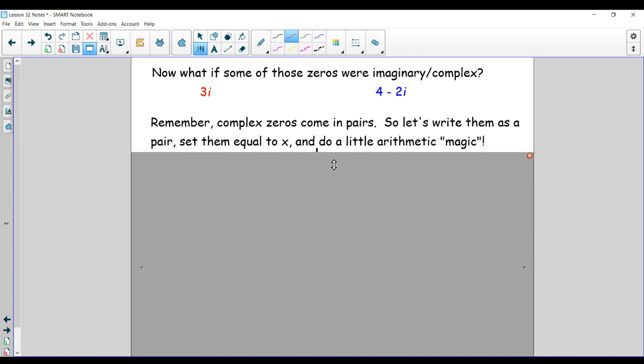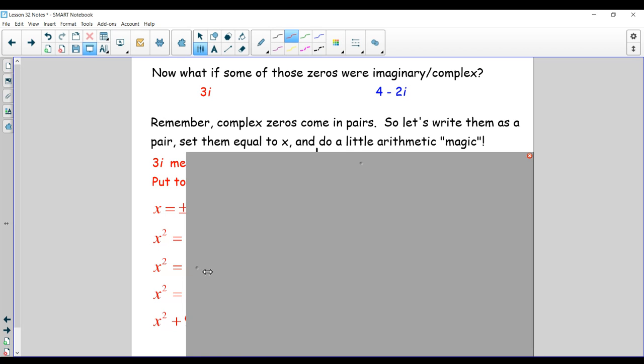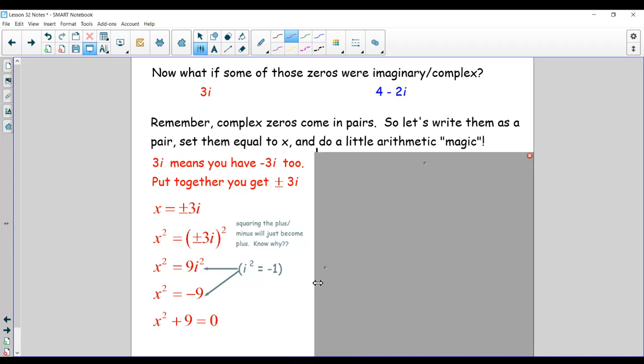Okay, I'm going to do a little arithmetic here to figure out how this will look as a polynomial. Because they come in pairs again, I would have negative 3i as one of the solutions as well. So because I have 3i and negative 3i, I'm going to write that as plus or minus 3i and set that equal to x.